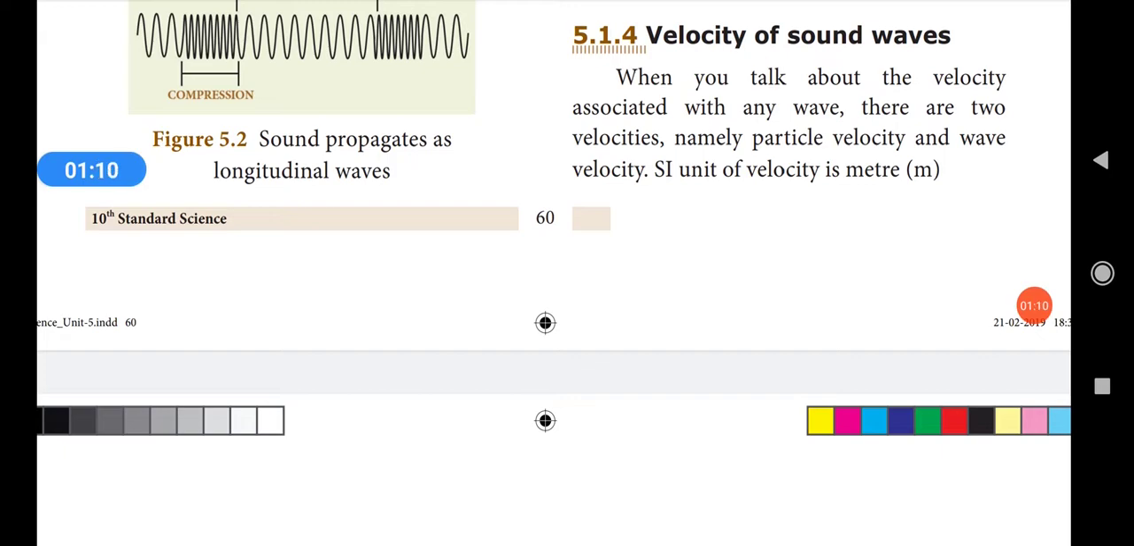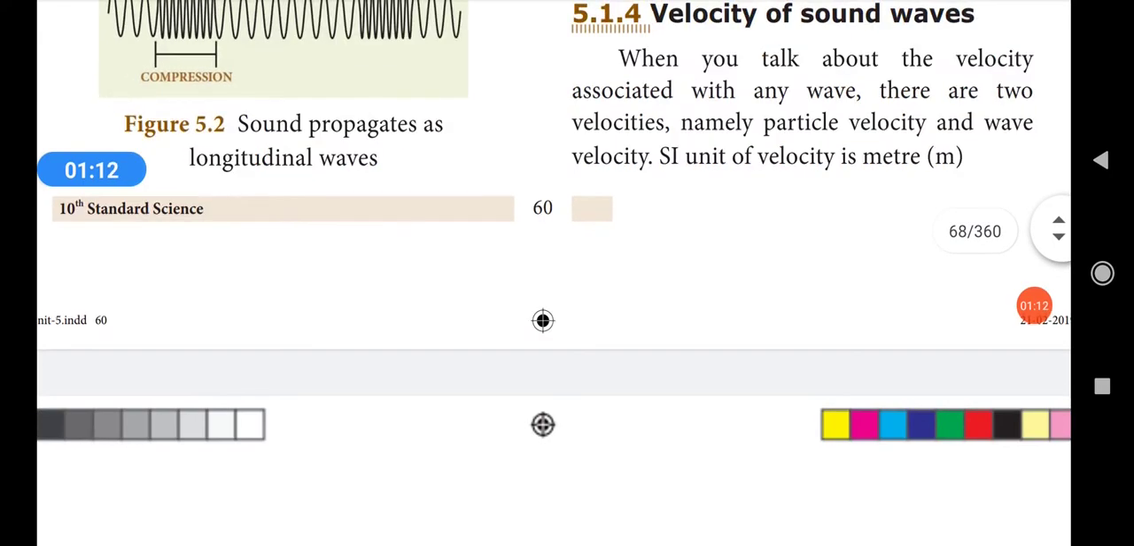When you talk about velocity associated with any wave, there are two velocities, namely particle velocity and wave velocity. So what is the difference between particle and wave? There are two different kinds of waves: transverse wave and longitudinal wave.